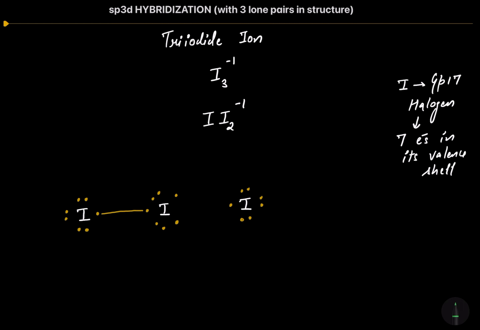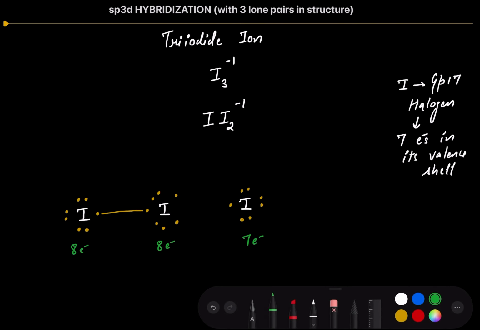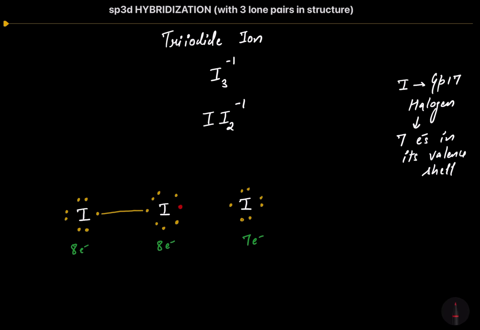As the first iodine has attained the octet, 8 electrons, second iodine has also attained the octet, that is 8 electrons. So what about the third iodine, who is having 7 electrons in its valence shell? Now from this part, what's going to happen? We are going to have one extra electron with the second iodine, and this extra electron will make one covalent bond with the third iodine.